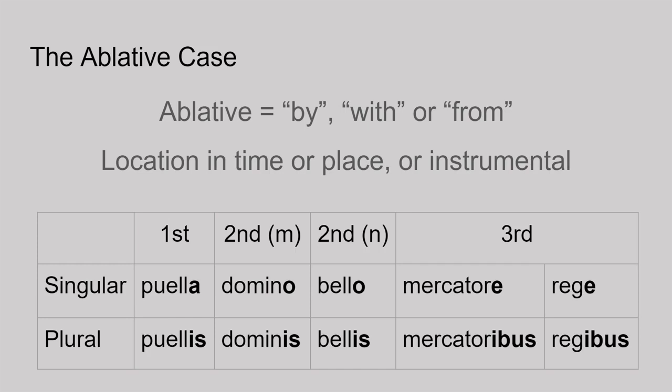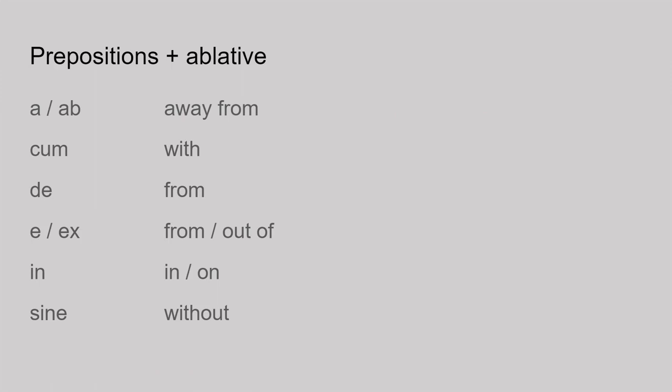The helpful thing about the ablative is that it often comes after a preposition to help you notice it. A preposition is a word that shows something about direction, time, space, or location. And here are some of the common prepositions that can be followed by an ablative. They also help you to know which meaning you should ascribe to the ablative noun.